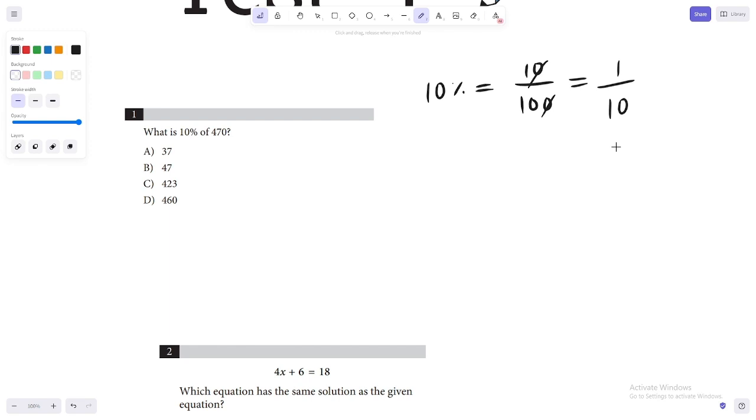Now, to find some percentage of any number, all we have to do is to multiply it by this fraction. So 10% of 470, that's equal to 470 multiplied by 1 divided by 10. And that gives us 47. So the correct option is B.